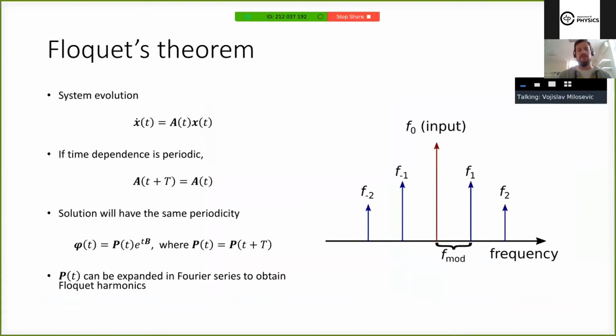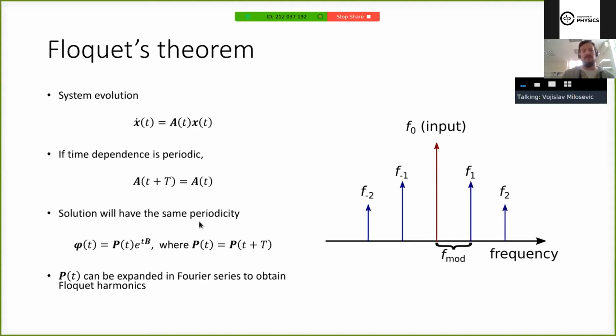And when this variation of parameters is periodic, then we can apply the Floquet theorem, which gives us the general form of the solution of such equations. And this is a general mathematical statement which is used in many areas of physics, like solid state and so on. And the statement is that the general solution of such equation will be a product of a harmonic part and another function which has the same periodicity as the parameters of the equation.